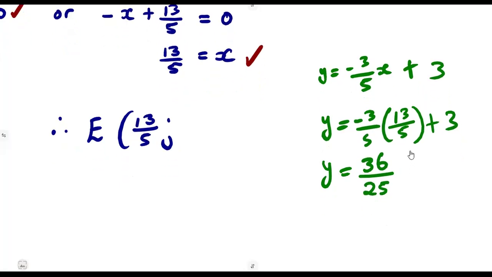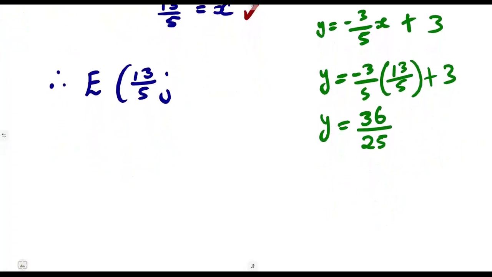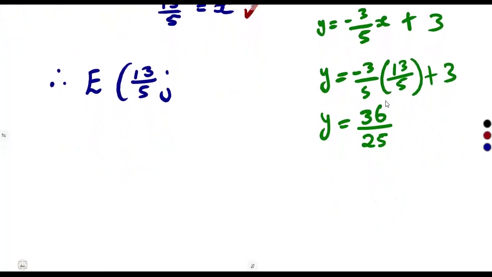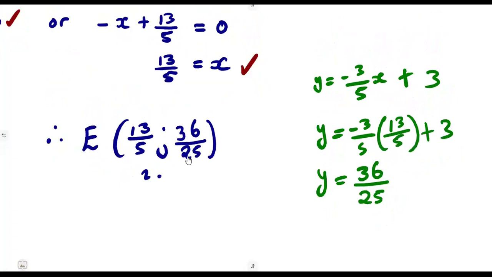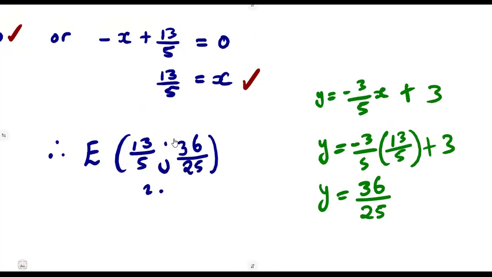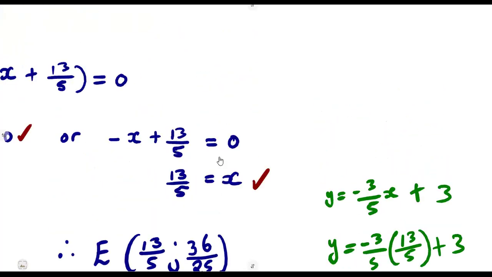So with this, you are going to now conclude the point E. Like I said, you need the y value. So the y value is what? 36 over 25. You now have the y value, just like that. So questions can be like that. Questions can be of this nature, where they want you to understand all these basics.